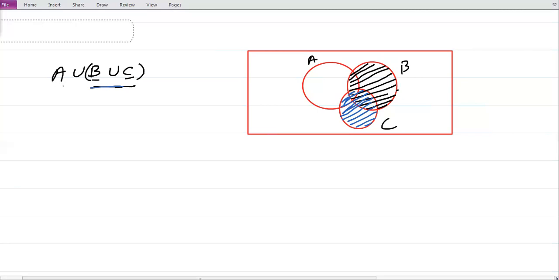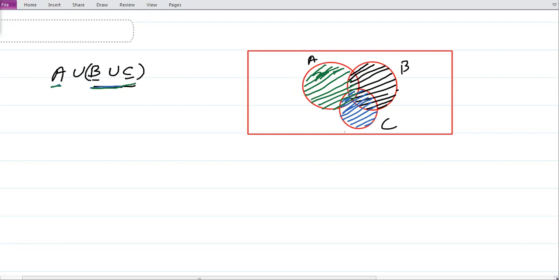Now come outside the bracket. It's A. So shade A now. A means inside the A. So I'm going to shade inside the A. When I shade inside the A, it will look like this one. I shaded this inside the A. And again, between B union C and A, we have union again, so no need to remove anything. That will give us A union B union C.